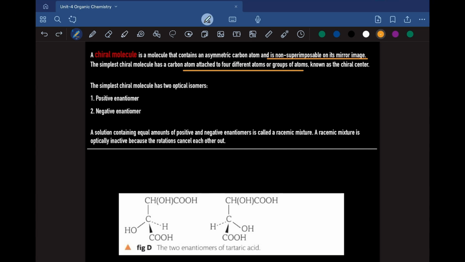Now, what does non-superimposable on its mirror image mean? I can give you an analogy to understand. Please listen to me carefully. Think of your left and right hands. You have two hands, right? One is the left hand and the other is the right hand. Both of them look exactly similar.